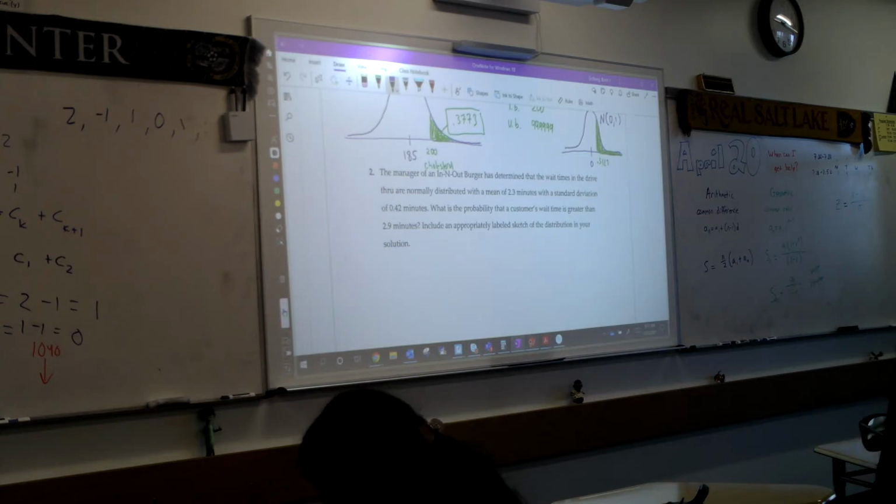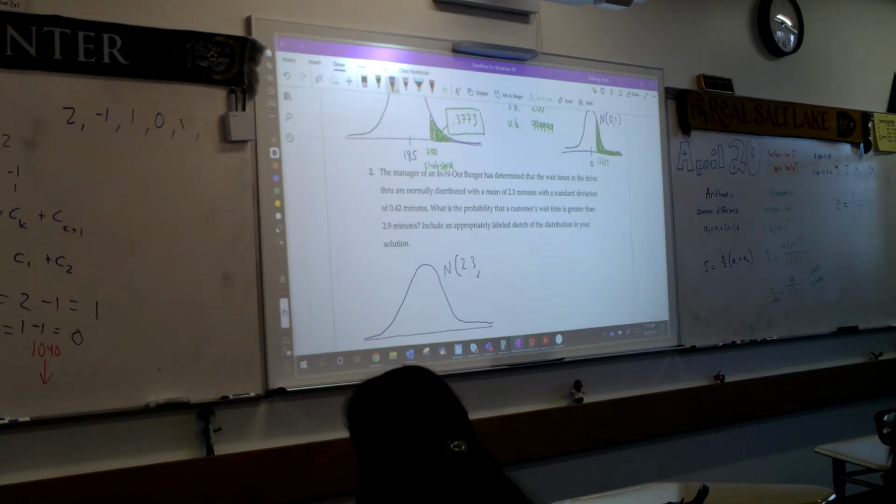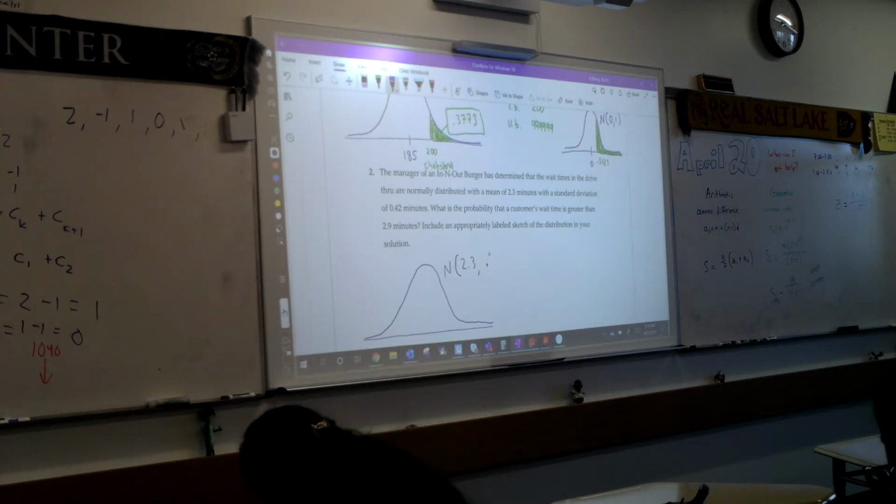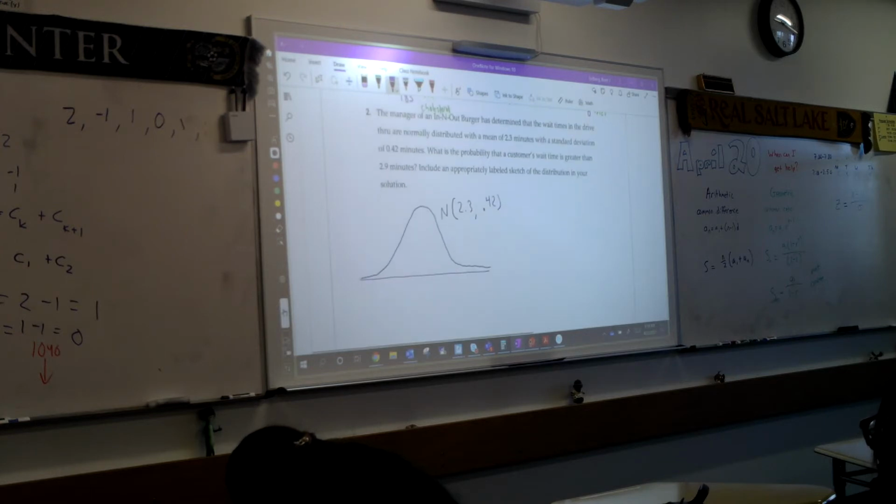Alright, Quad, tell me how you drew this picture. What is it going to look like? So I didn't draw the picture. Boo. You need a picture. I plugged it right into my calculator. Up from 2.3 by 0.42 and down by 0.42. Yes, that's what you're saying, right? Awesome, and then what are we asking in this question?